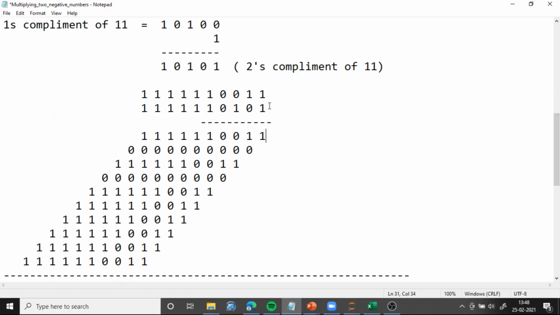Now you perform the multiplication. When you multiply 1 with this, you will get the same thing, whatever the multiplicand is. When you multiply with 0, you get 0, shifted to the left. Again when you multiply with 1, you get the multiplicand shifted to the left. Again multiplying with 0 gives all zeros shifted to the left. Again multiplying with 1 gives the multiplicand shifted to the left. How many ones are there? 1, 2, 3, 4, 5, 6. So 6 times you are multiplying and it is shifted to the left.